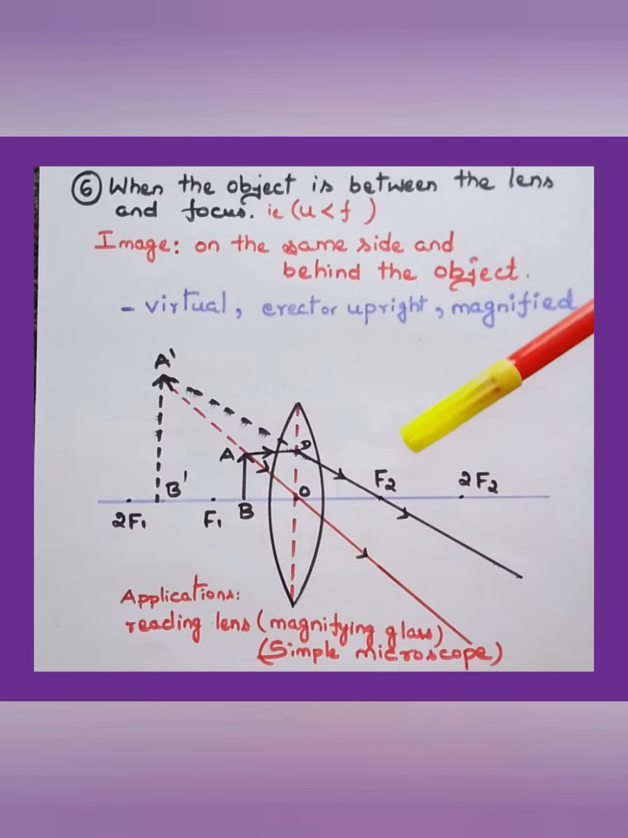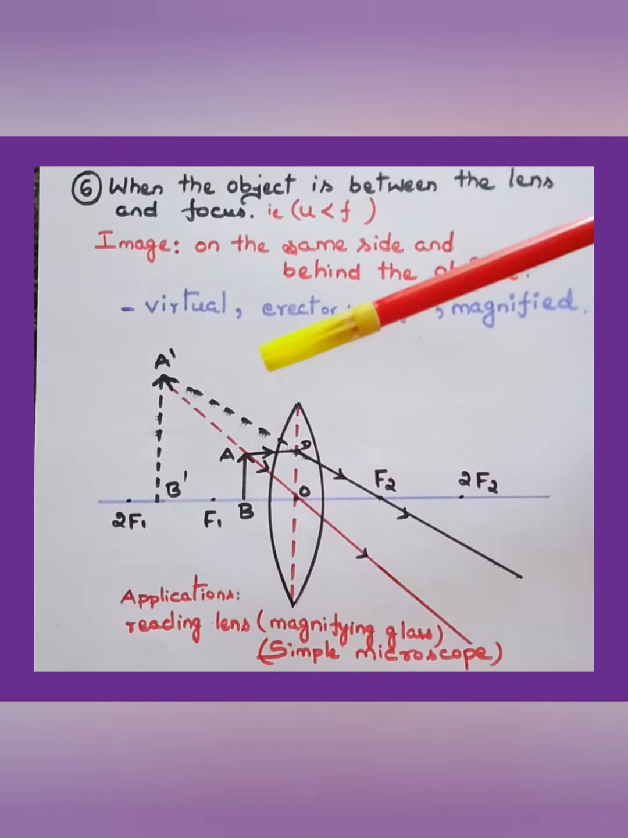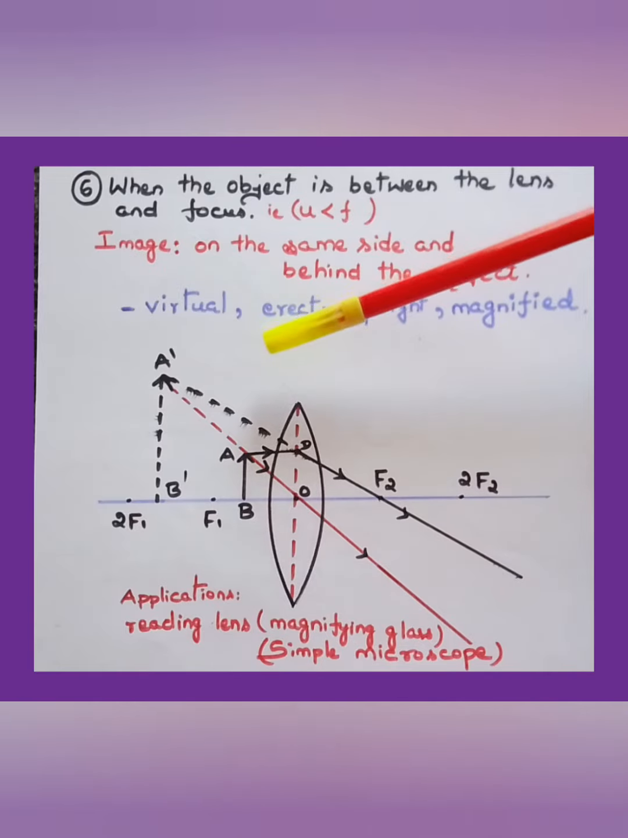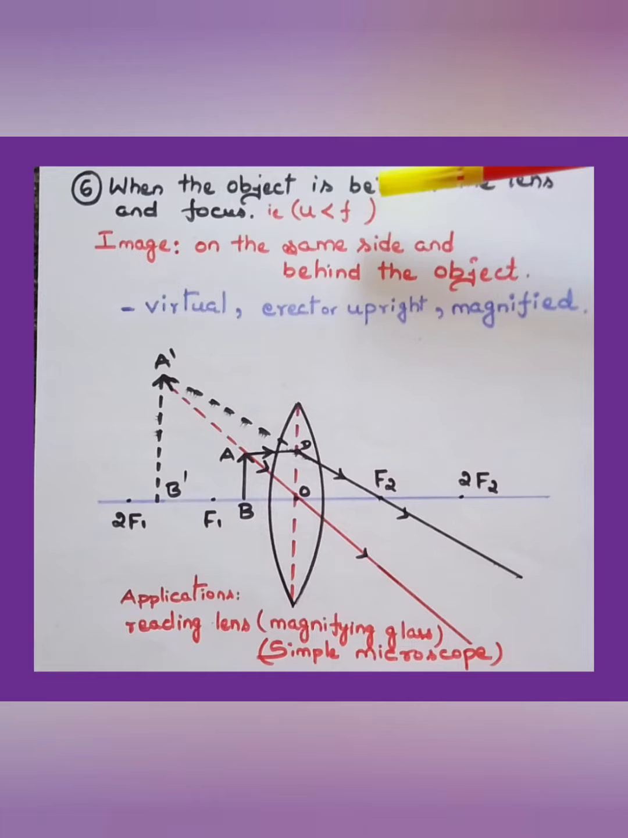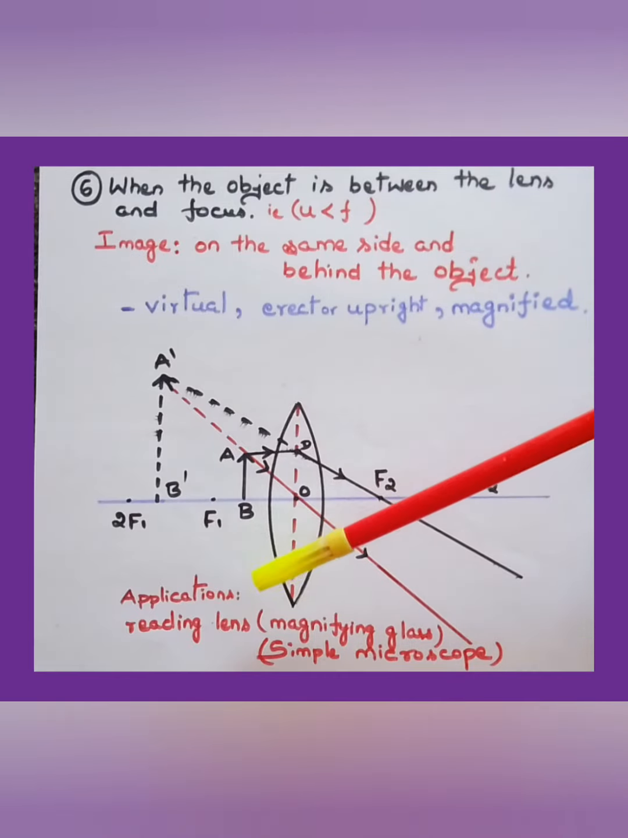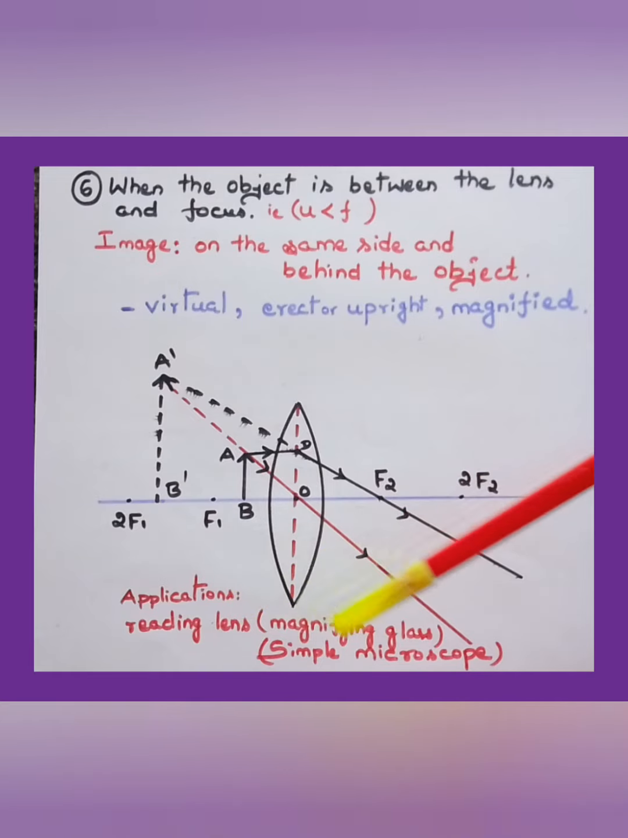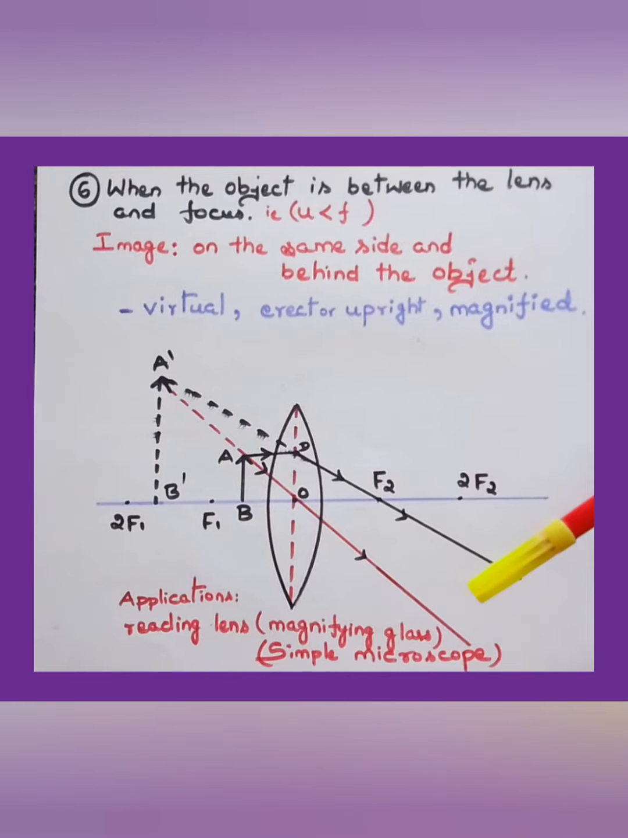Okay, a normal convex lens you can use as a magnifying lens. Suppose you want to read this page, you bring a magnifying lens here, you can see the image. The object will be here. Behind the object the image is formed, a magnified image. Hence only you are able to read this. Then the application is, it is used as a reading lens and it is used in the magnifying glass, or it's a simple microscope also. Okay, so this is the beautiful explanation.